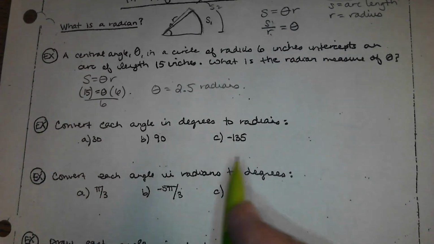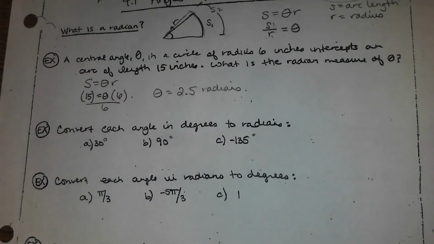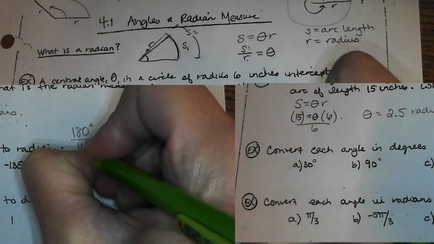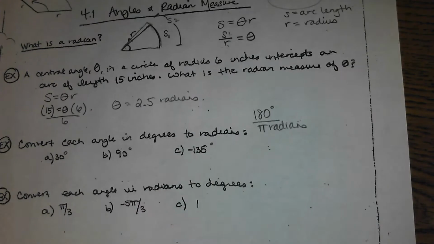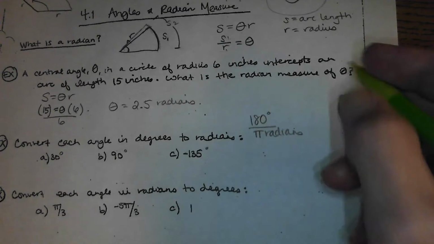So convert each angle in degrees to radians. So these are currently in degrees. I should have put degree symbols. Do you remember that one transformation is multiplying by pi over 180 and the other one's multiplying by 180 over pi? The reason you're multiplying by 180 degrees over pi radians is because that's multiplying by something over itself, right? 180 degrees is the same thing as pi radians. And when you multiply by something over itself, you're multiplying by 1 technically. Agreed? You're changing the appearance, but you're not changing the value.